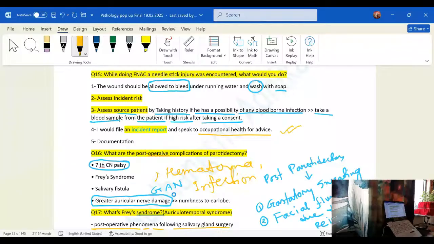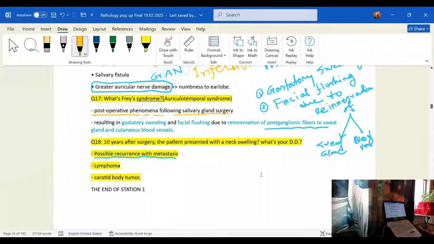What is Frey's syndrome? It is a post salivary gland surgery phenomenon, where there will be re-innervation of the salivary gland.